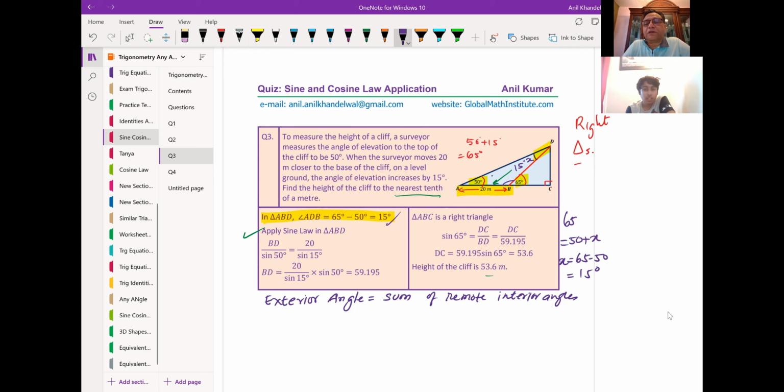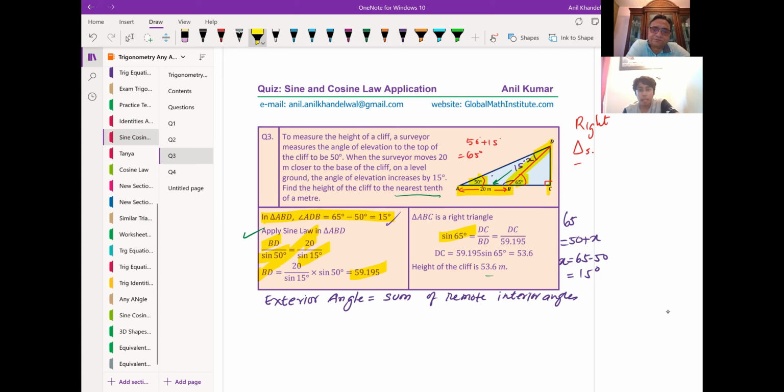Now we are solving this particular small triangle, and in this triangle we are trying to find the side BD using sine law. Correct? So BD over sine 50 degrees, which is opposite to it, equals 20 over sine 15. By cross multiplication, we found BD as 59.195. Once you know BD, you need to find the opposite side, which is the height. Again, use sine ratio: opposite over hypotenuse.